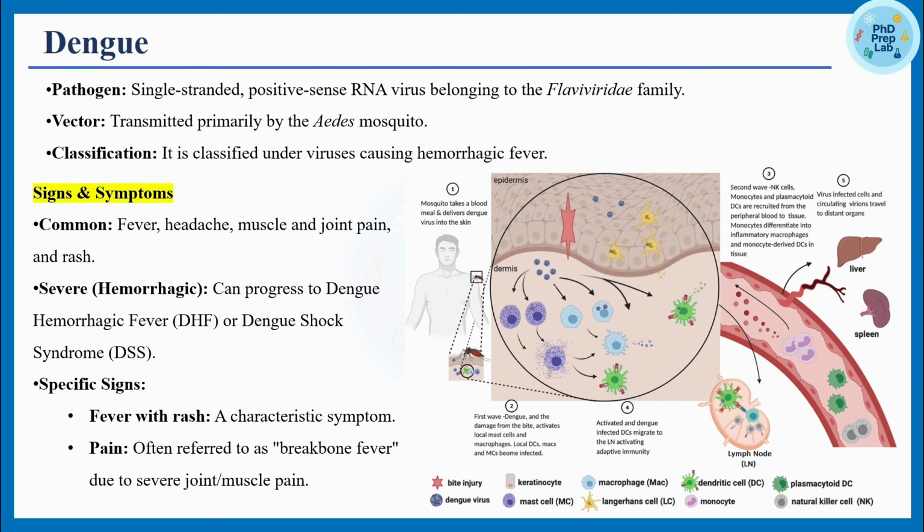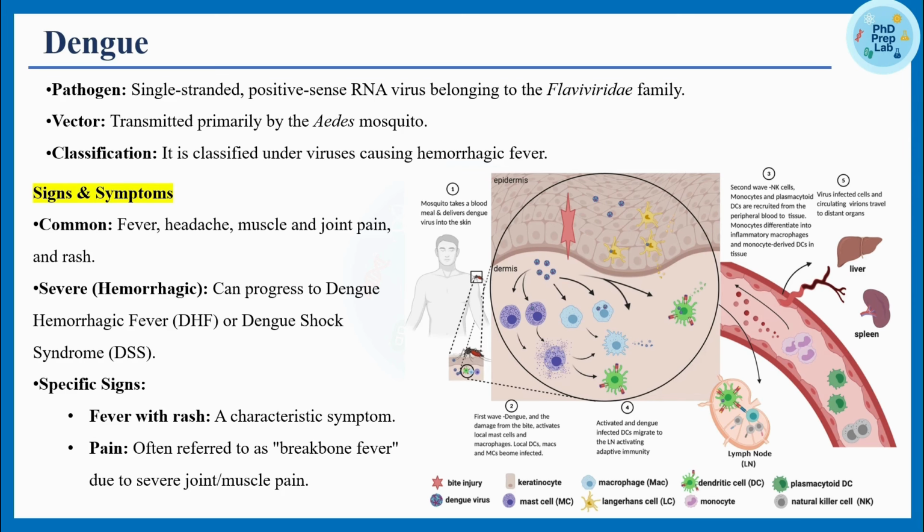First, the mosquito takes blood from an infected person, then it bites. When it bites a healthy person, the dengue virus is delivered to the healthy person. This is the first wave of dengue, and it damages the bitten site of the host body, which allows the dengue virus to come in. It activates the local mast cells in the area bitten by the mosquito, and macrophages and local dendritic cells also come there.